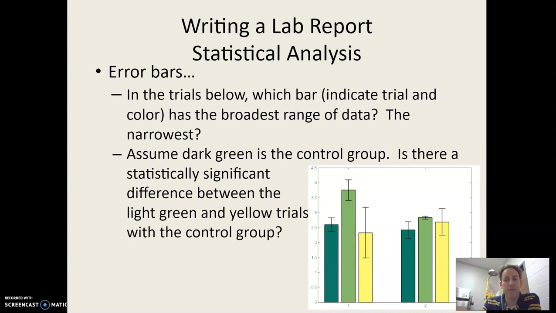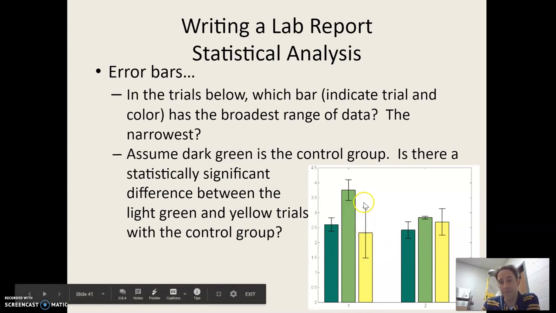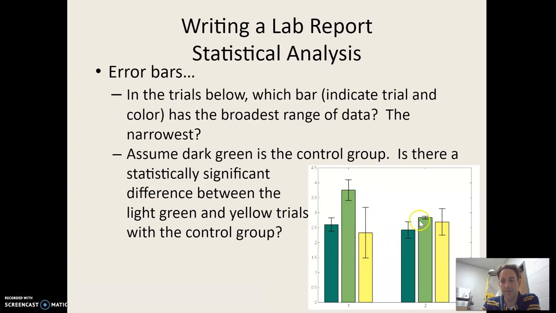And here's the answer. The trial that has the broadest range of data would absolutely be this yellow one right here, because that has the widest error bars. So that's a larger spread. The narrowest is this light green, a very narrow spread. Okay, so all of these trials were very close together.